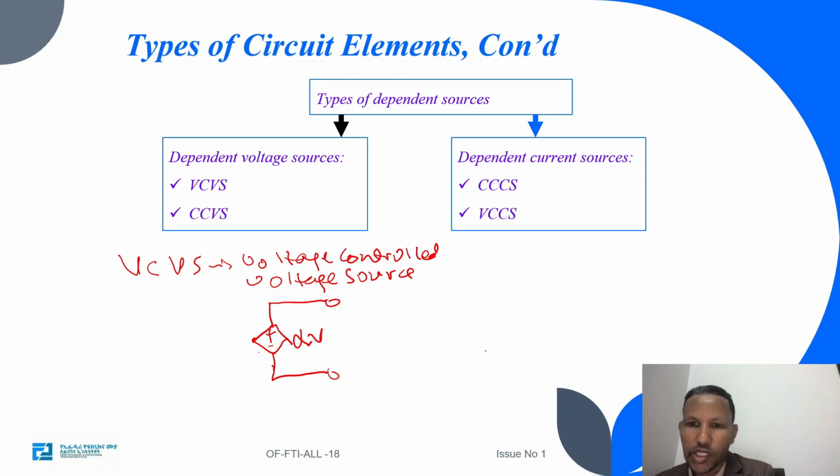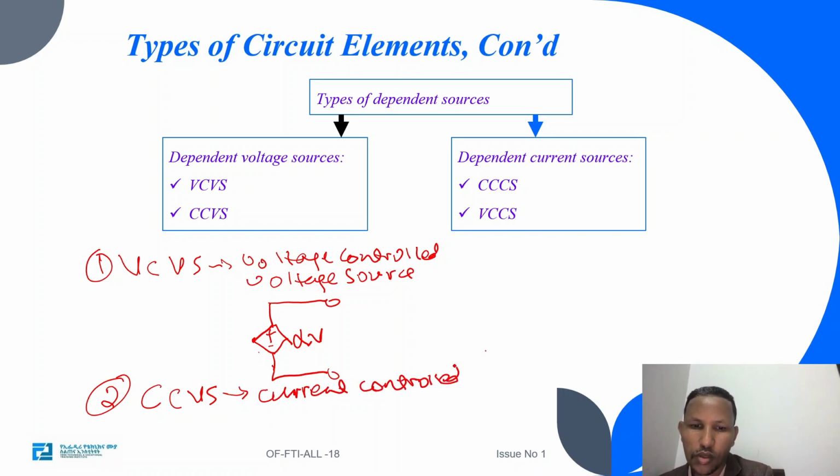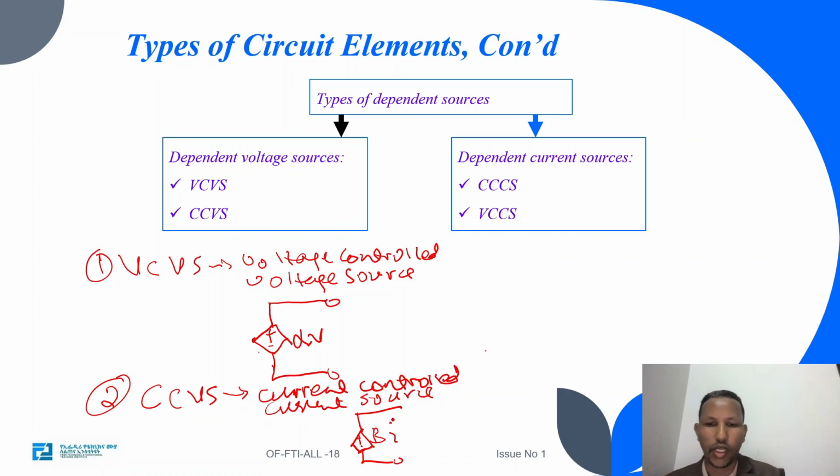The second one is the current controlled voltage source, CCVS. Again you will have plus and minus, and this is beta I.